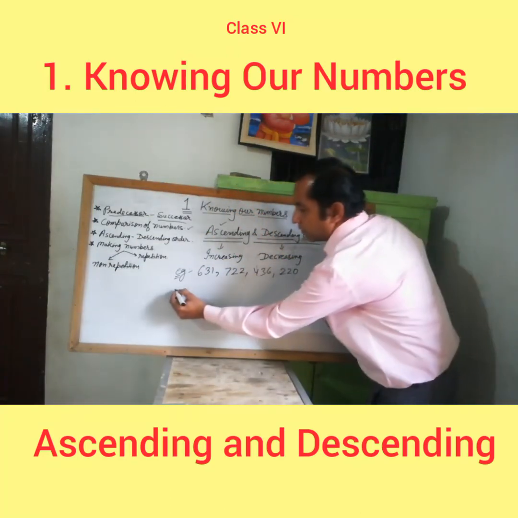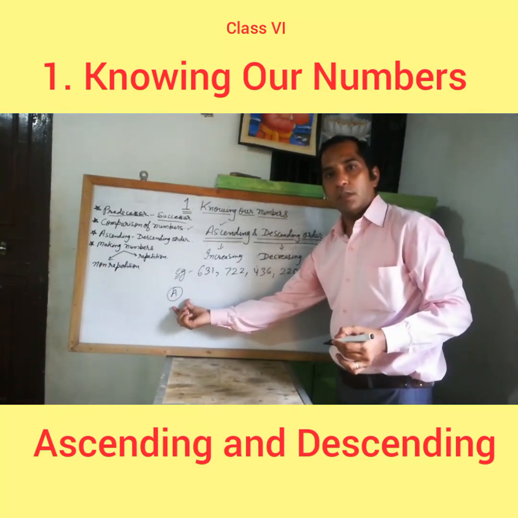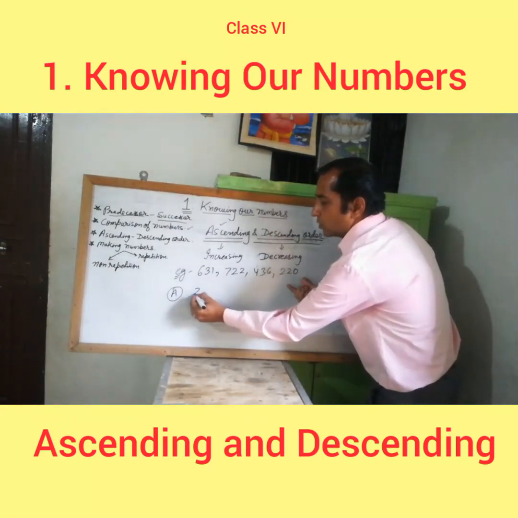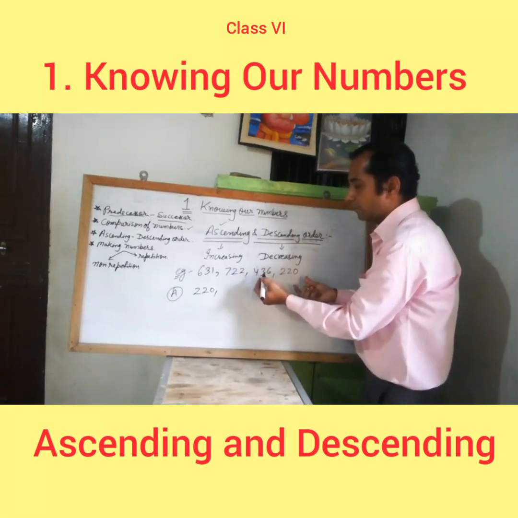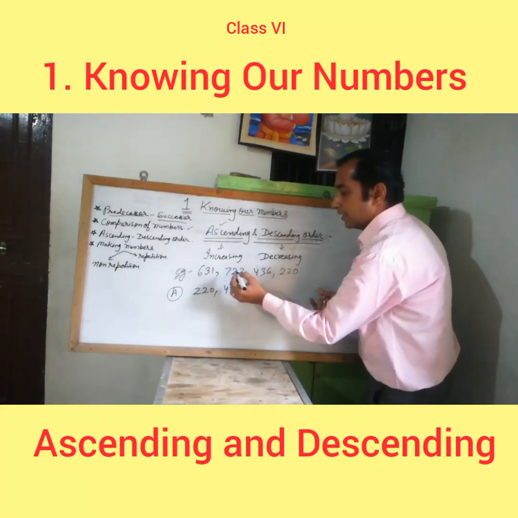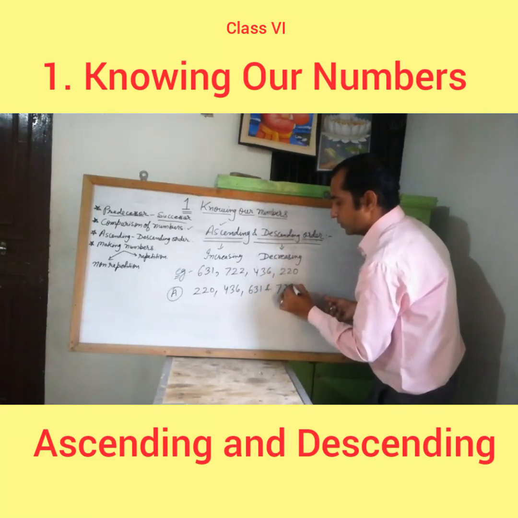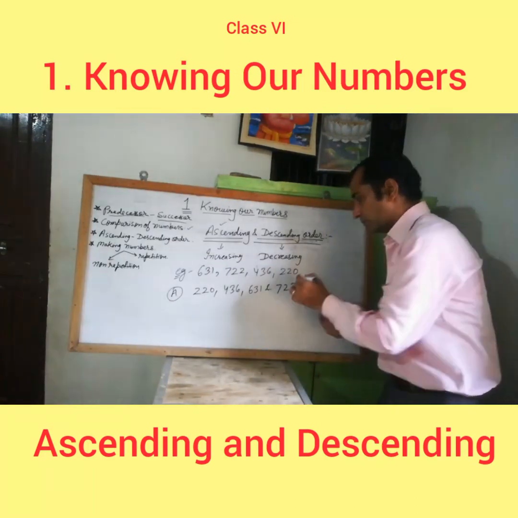So, A for ascending, I write the example for ascending. What do you mean by ascending? 220 is the smallest number. Then which one is the greater number? 436, then 631, and in the last 722. So it is the example of ascending order.